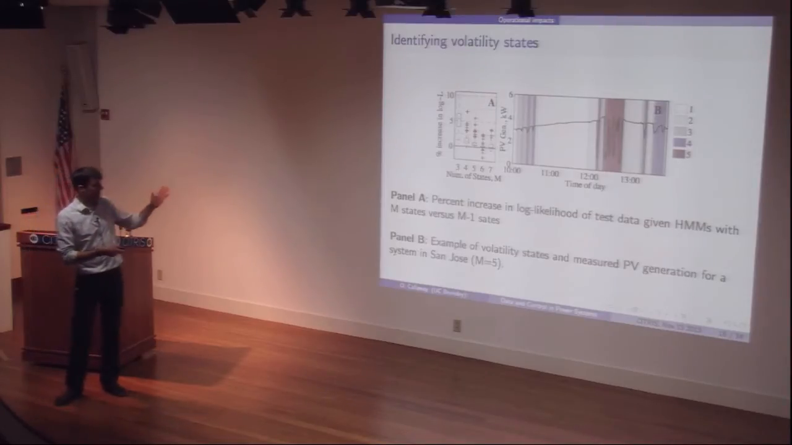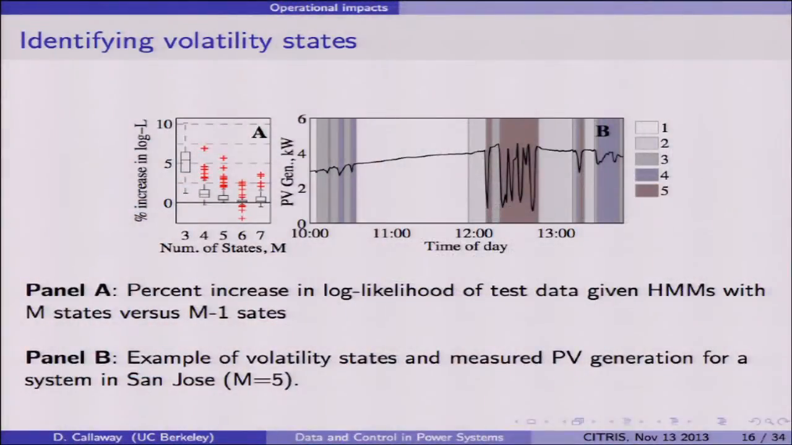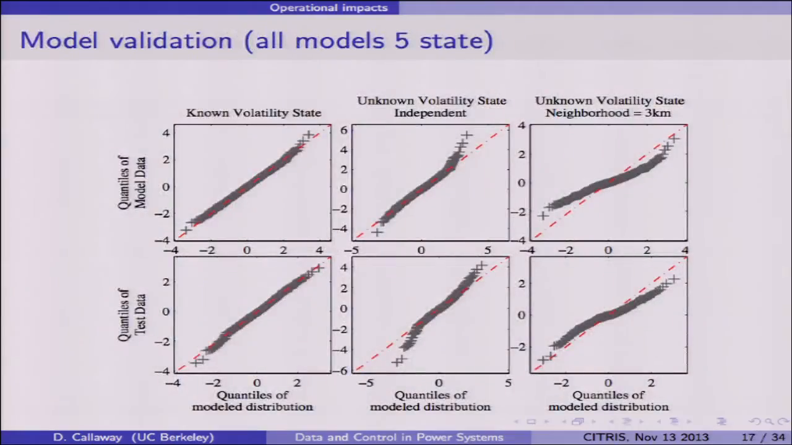So we said, well, it looks like 5 is kind of the point where we're still getting improvement, and for the sake of parsimony, we're going to just stop at 5. We're going to say that 5 states is a good number to estimate. This is one way of validating the model that we chose.